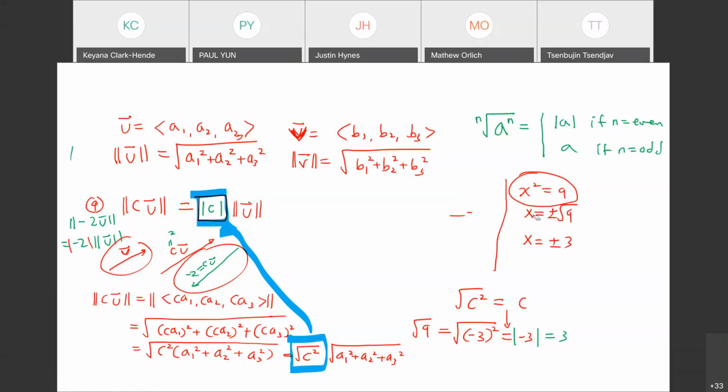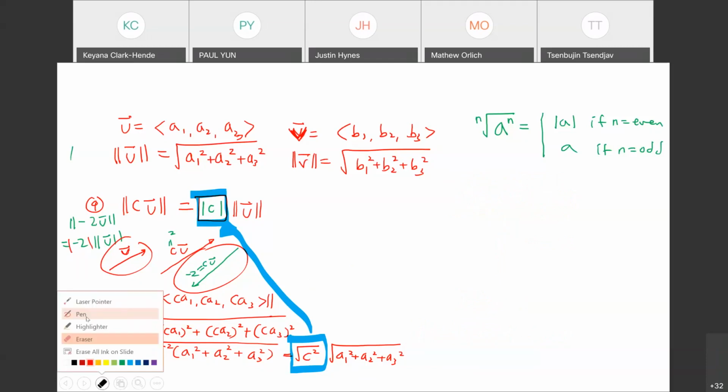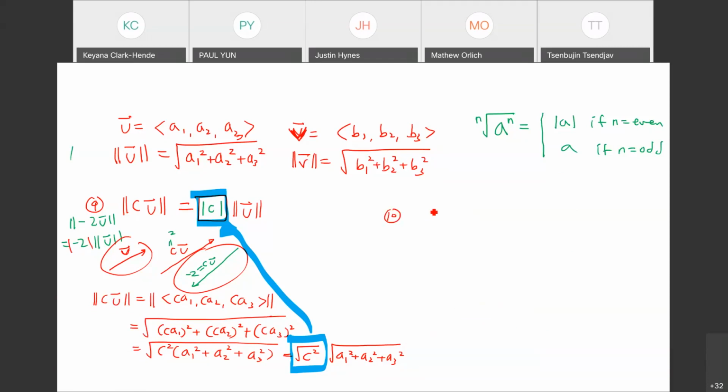So just watch out for little algebra. Just watch out for algebra. Okay, how about this? Number 10 was, what was this?